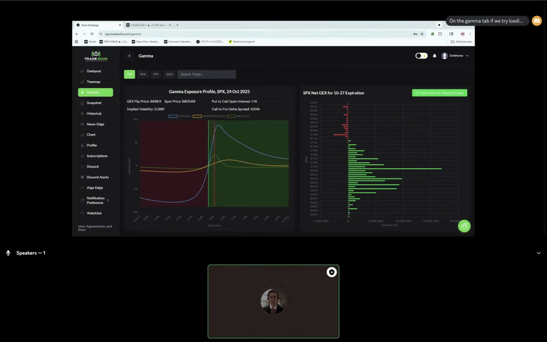Oh, it's because it's the weekend. It is the weekend. But with Gamma, you have to use it with all the other tools present. Gamma can also be wrong. All these tools can also be wrong. That's why it's important to know what tool to pick out that day.